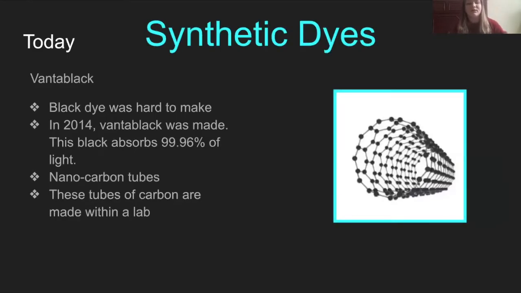And today we have synthetic dyes. One of the most popular dyes that we have made is Vantablack. It is the blackest of the blacks. It was hard to make. It was made in 2014. It absorbs 99.96% of light. It consists of nanocarbon tubes. These tubes of carbon are made within a lab.